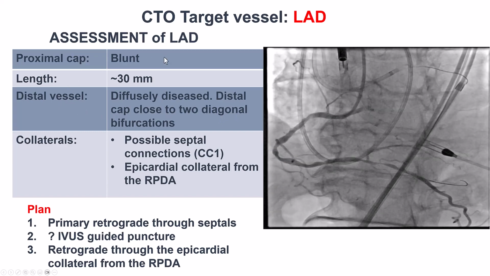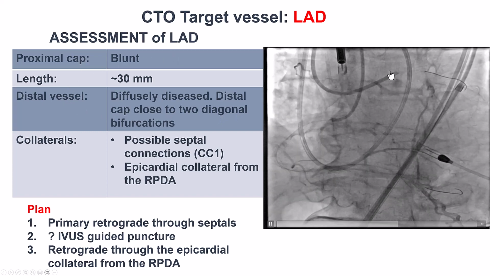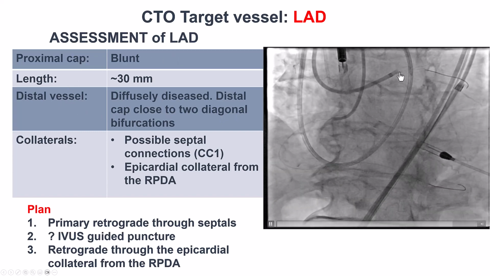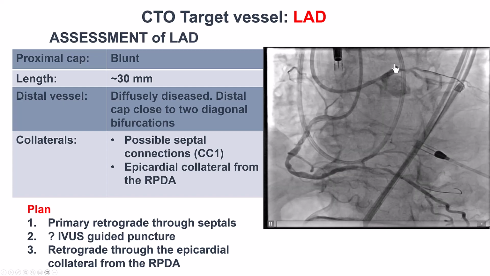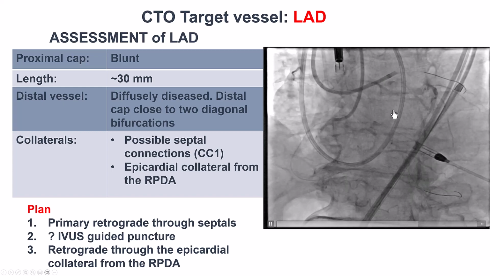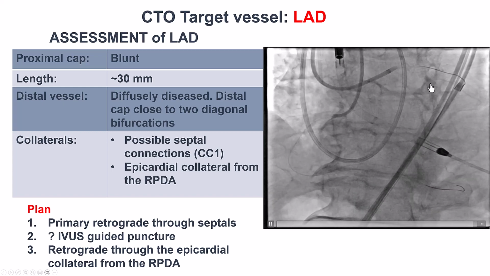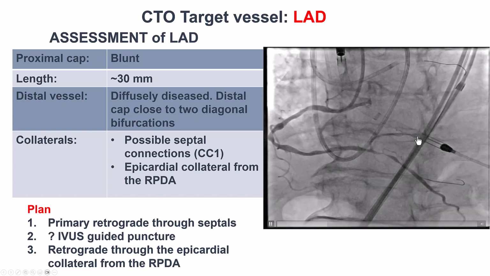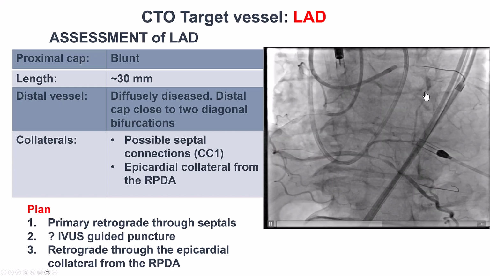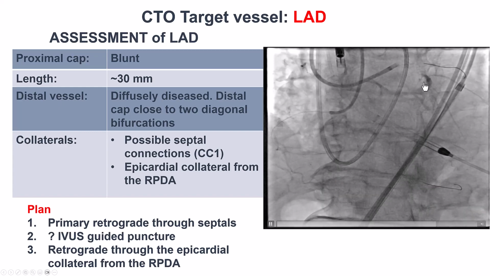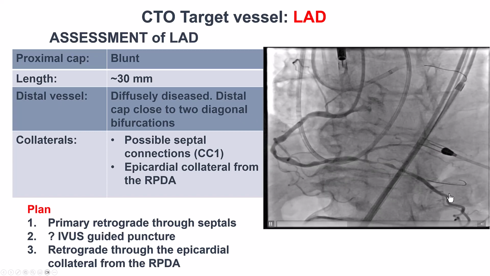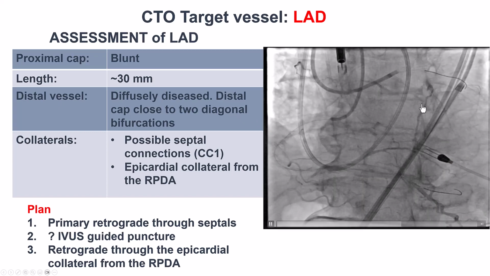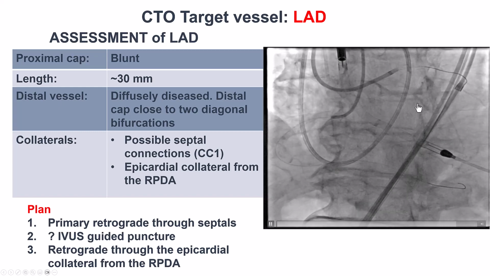And this is the assessment of the lesion with a dual injection. We do have essentially a blunt occlusion of the LAD at the ostium, at the takeoff of a ramus branch. We do have the distal vessel being diffusely diseased. There are two major diagonals. One of them is right next to the distal cap. We do have collaterals, mainly this epicardial collateral that is filling the LAD.